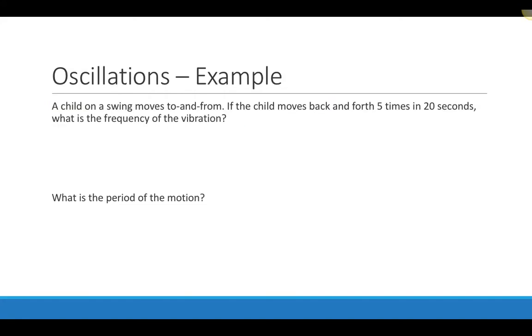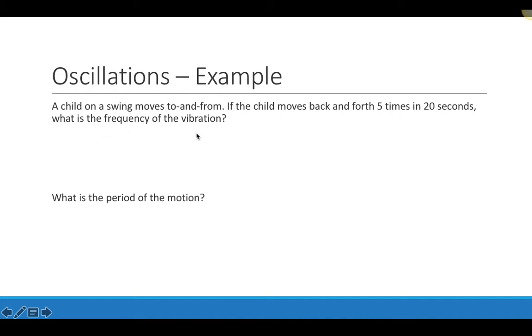So let's look at another example. This one is not so much a wave traveling on a string, but it reiterates this idea of frequency and wavelength and so on. We have a child on a swing, and the child moves to and fro. You've probably all watched a child on a swing before, or swung on a swing. It says that the child moves back and forth 5 times in 20 seconds. What is the frequency of vibration?